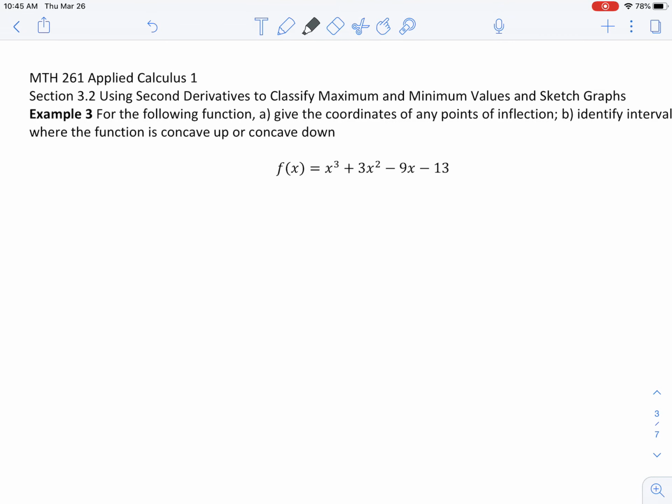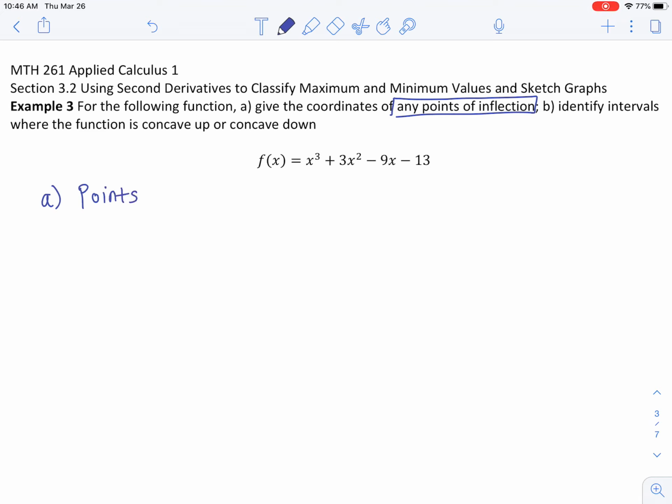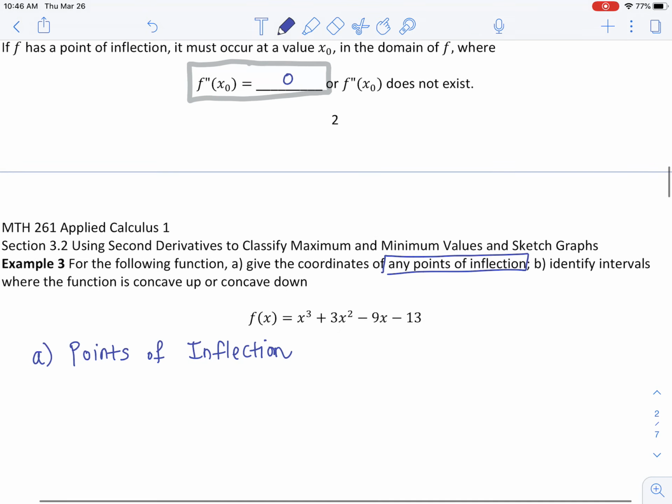All right, example 3. For the following function, and you've seen this guy before, where did this come from? This is our example 1. For the following function, A, give coordinates of any points of inflection. Okay, so we're going to find that first. B, identify intervals where the function is concave up or concave down. All righty, you ready? So in order for you to find any points of inflection, what you're going to do is you're going to have to find the second derivative.